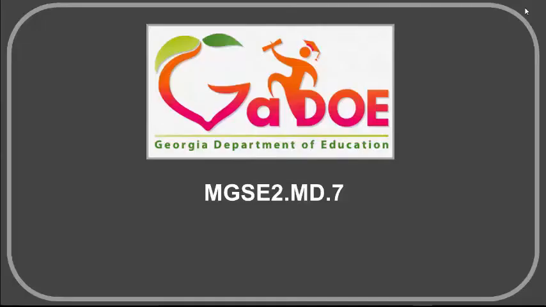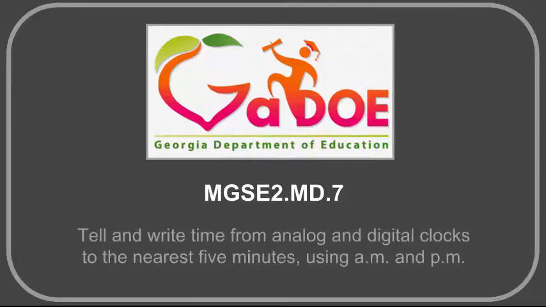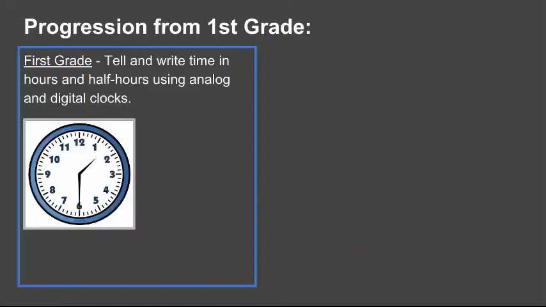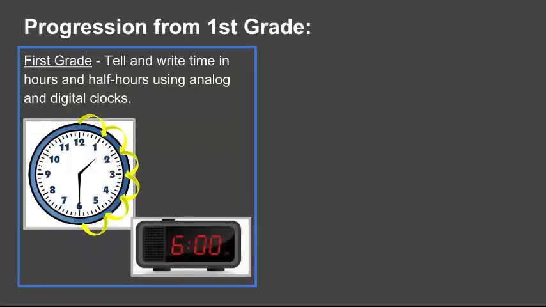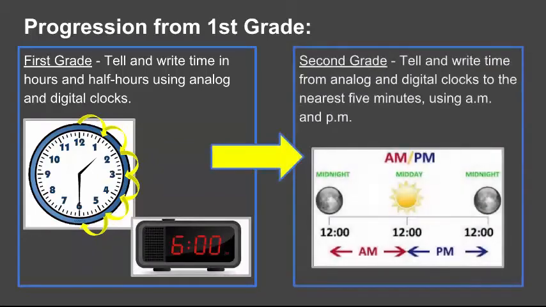This presentation will review the Georgia Standards of Excellence 2.MD.7, which states that students will tell and write time from analog and digital clocks to the nearest 5 minutes using AM and PM. First grade students begin to tell and write time in hours and half hours using both analog and digital clocks. Second graders expand their work with telling time to the nearest 5 minutes using AM and PM.